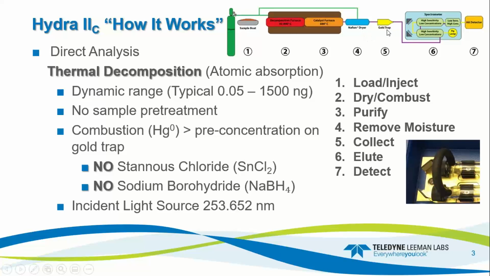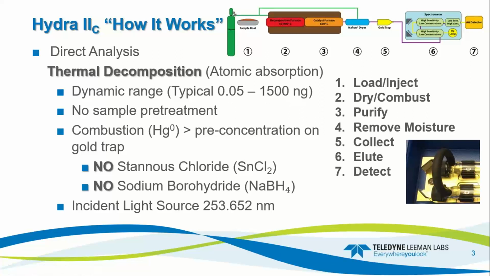Then it collects on the gold trap, and we heat the gold trap and it elutes, and it goes through the spectrometer. The spectrometer light source travels through a mirrored long cell. That path is 10 inches, and then it goes through a short cell, 1 inch, and then it's determined at the detector. Deep well photovoltaic detection system. Typical range is 0.5 to about 1,500 nanograms.